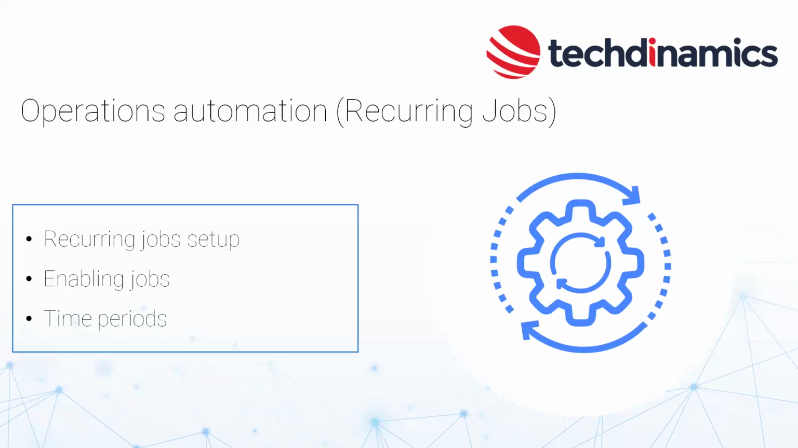Then when it comes to operations automation, the technical name for which is recurrent jobs, we're going to review how these are set up. It's fairly simple. How to enable them, and have a little chat about time periods: how you can set these up, and the pros and cons of these.